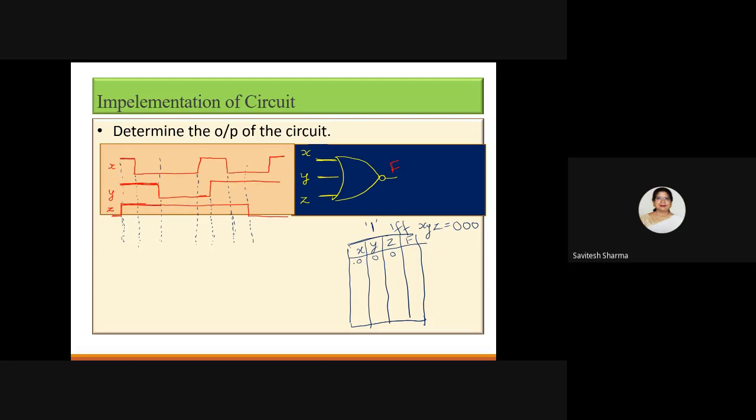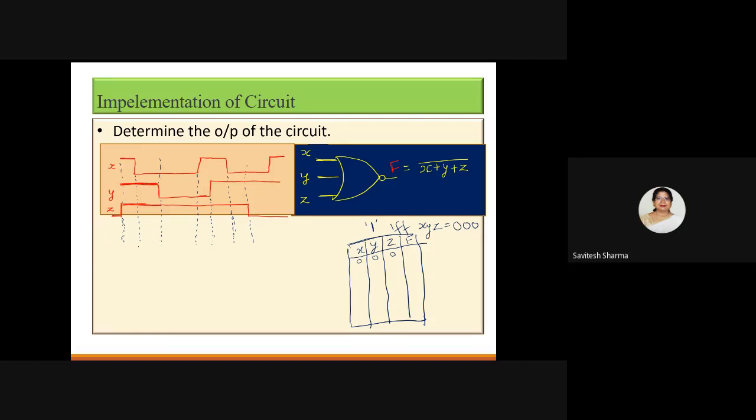So what is this? It is a NOR gate. What is the expression for a NOR gate? It is (X plus Y plus Z) bar. Okay, so we will take the combinations one by one, and we will determine the output.